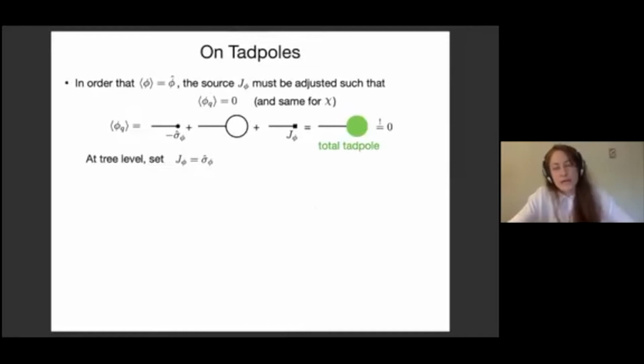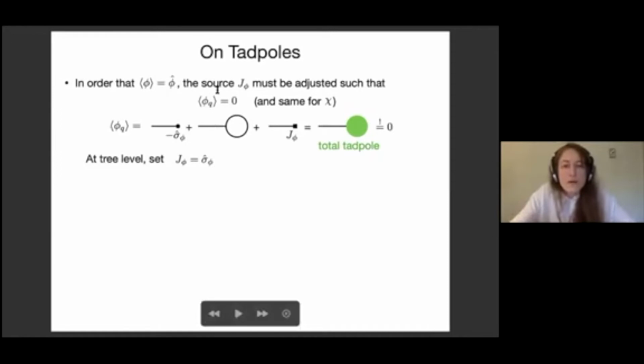Okay, so remember, we have identified phi hat as the expectation value of phi in the presence of the source. And so the important point is after I do this shift, I need to impose that this is still true. In particular, I need to impose that the expectation value of the quantum parts, phi quantum and chi quantum, is 0. I do this by adjusting the source. So I have to adjust these sources, j phi and j chi, to make this true so that phi hat and chi hat retain their original meaning.